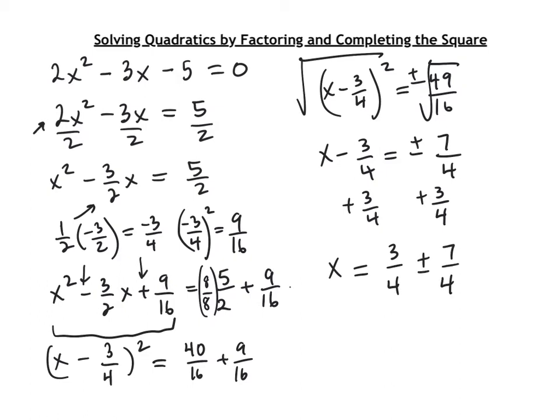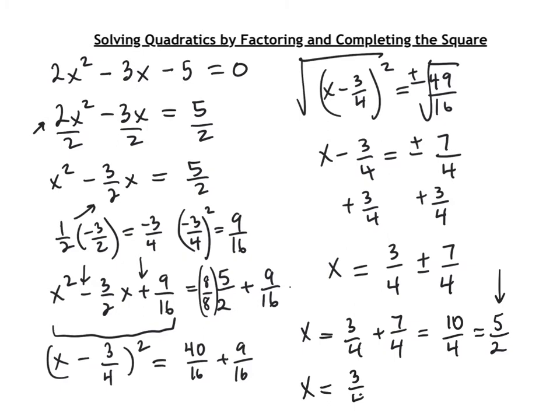This is two answers. One would be 3/4 plus 7/4, which equals 10/4. Both 10 and 4 are even. That's 5 halves, or 2.5. If it's a messy decimal, make sure you leave it a fraction. The other one is 3/4 minus 7/4, which is negative 4/4, which is negative 1. So our two answers are 5 halves and negative 1.